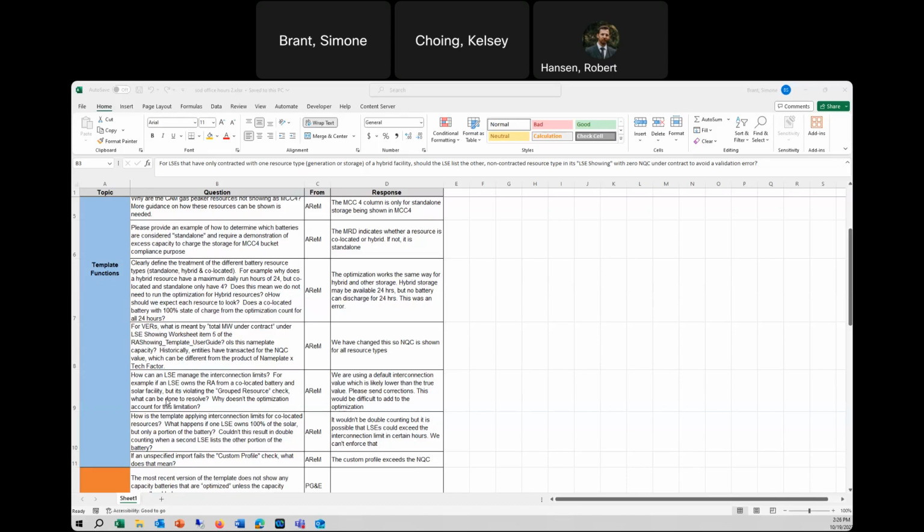Now, one thing to note on this is that we put placeholder interconnection limits, as we didn't actually have that information public for everything. So we put the deliverable amount, and that may well be from the NQC list. That is likely below the actual interconnection limit. So please send your updates to us. That should help manage it. Robert could discuss why it would be difficult to include in the optimization.